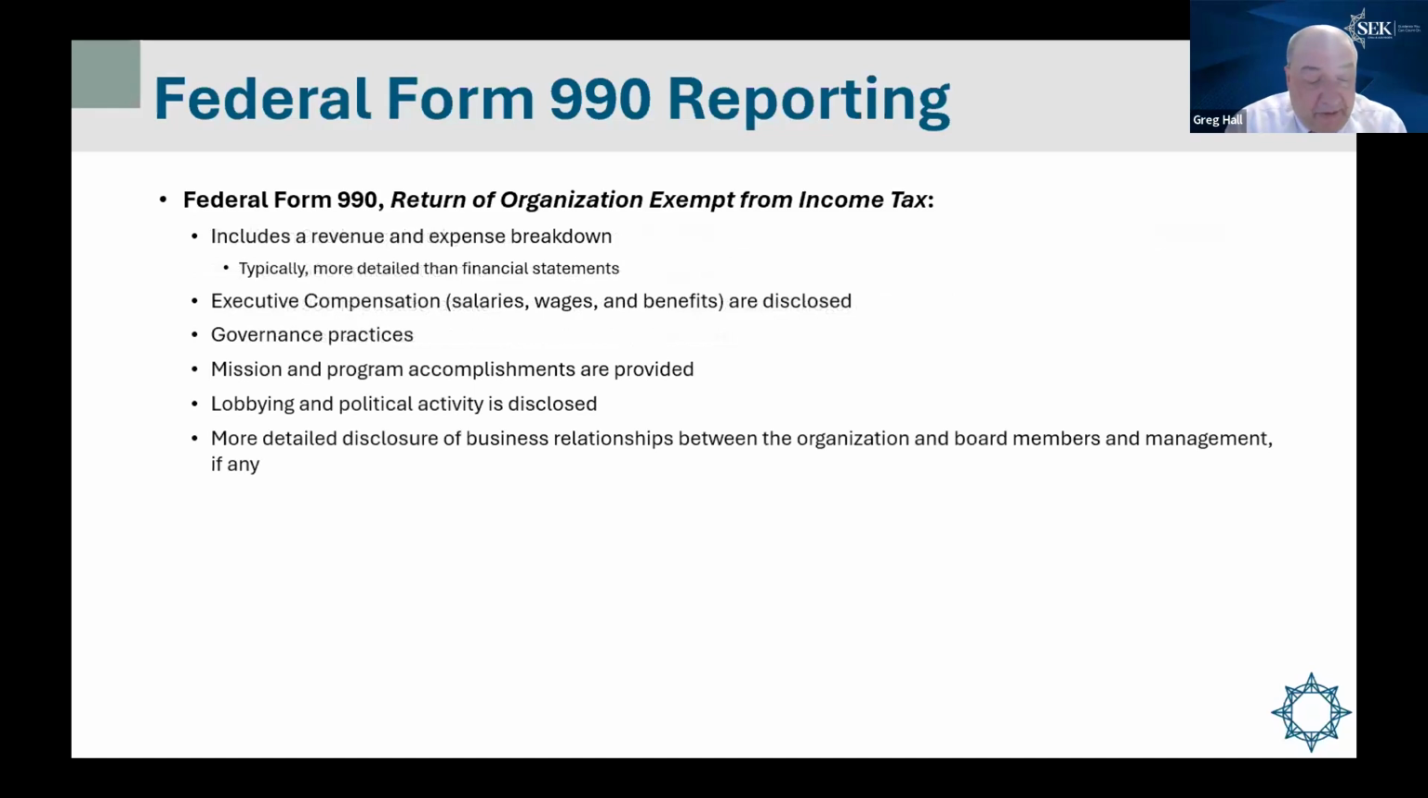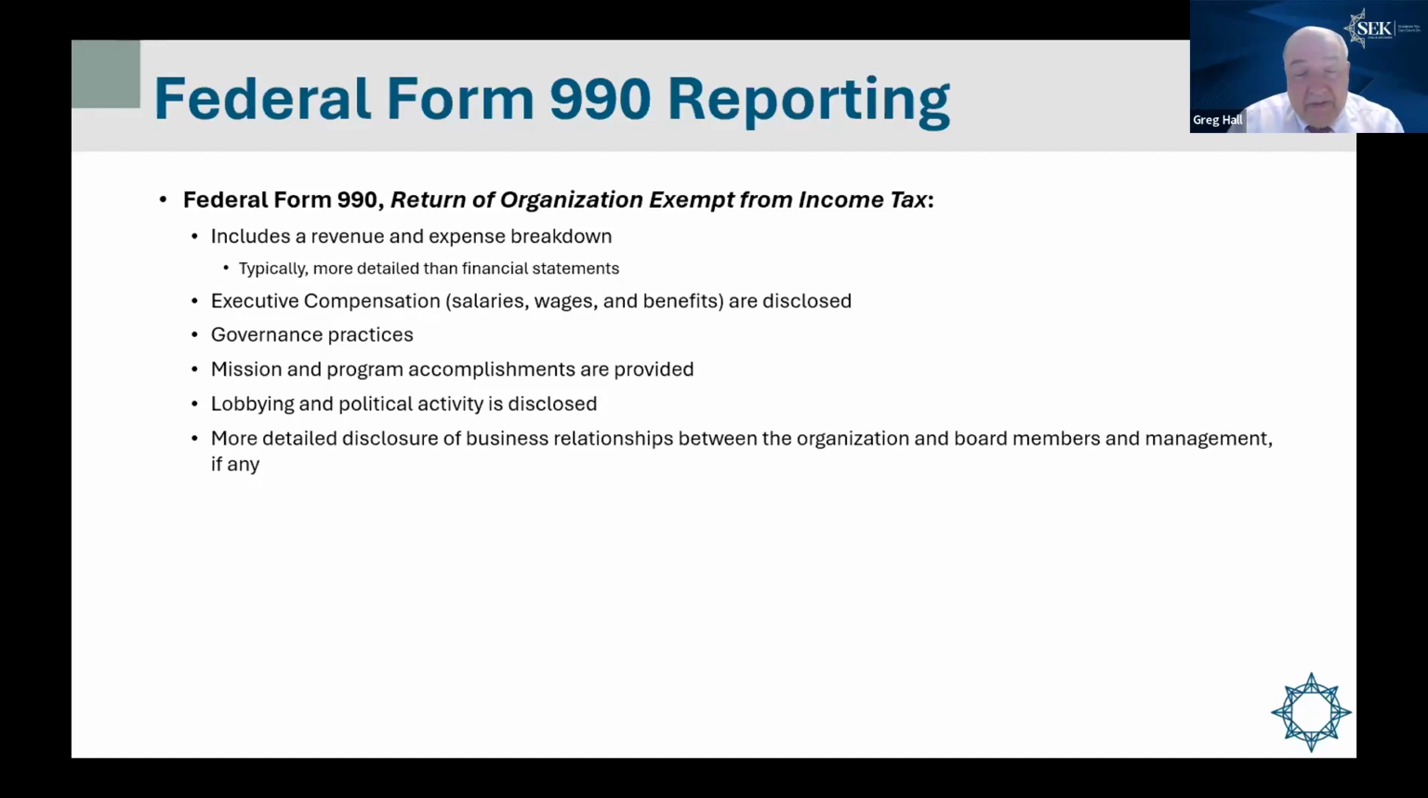Some of the things that are different here between the 990 and the financial statements. One, the 990 typically has a more detailed breakout of revenue and expense numbers than you may find on your nonprofit statements. For small ones, you might not see any difference. Large ones, there's a lot of groupings that tend to be combined in the other income or other expense lines, which would be broken out on the 990. One of the big differences, the 990 requires executive compensation, wages and benefits to be disclosed. Not the case in a financial statement. There's no requirement for that.